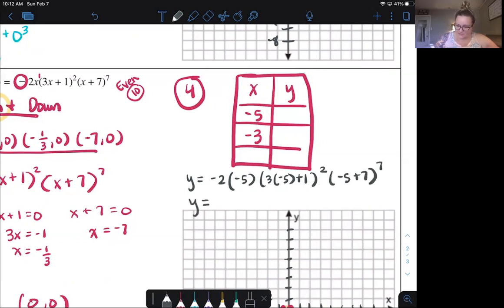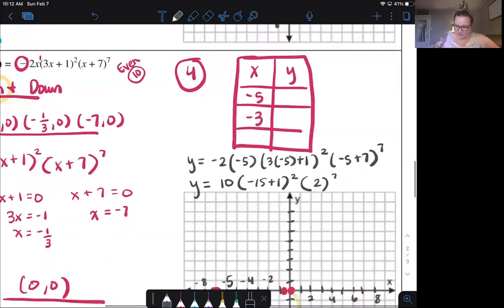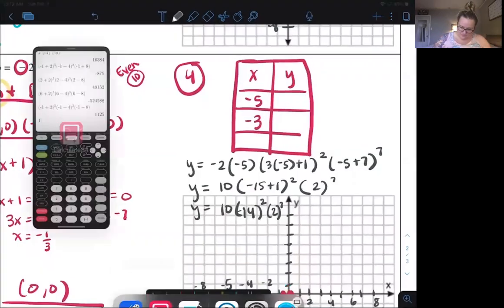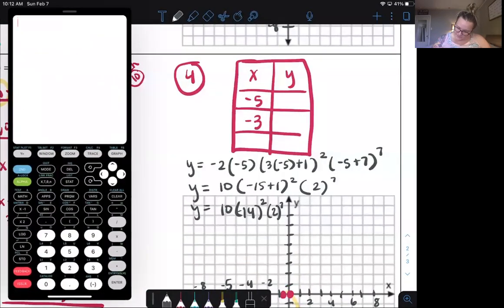So y is equal to -2 times -5 is 10. 3 times -5 is -15 plus 1 is -14, squared. -5 plus 7 is 2 to the 7th. So y is equal to 10 times -14 squared times 2 to the 7th. Let's do this. So we're going to have 10 times -14 squared times 2 to the 7th.